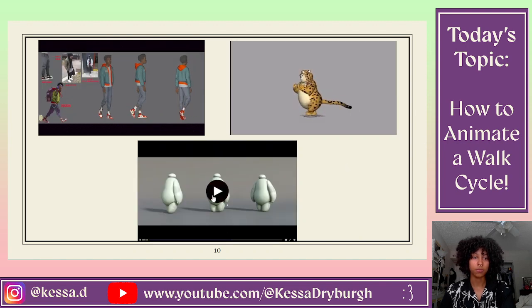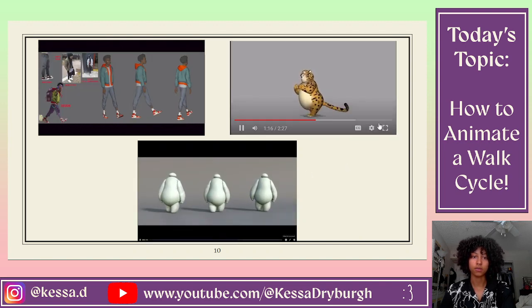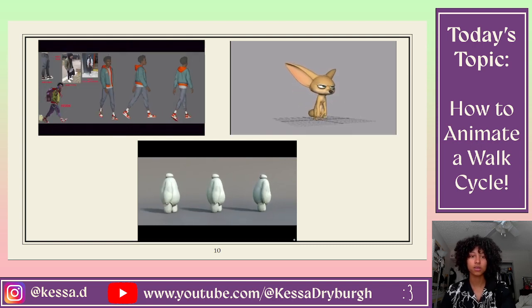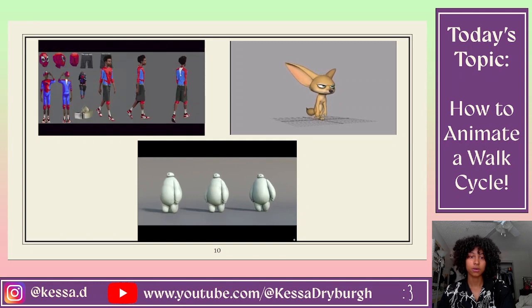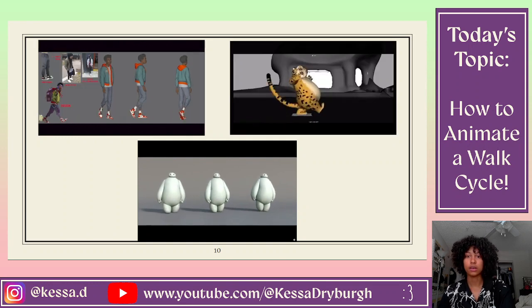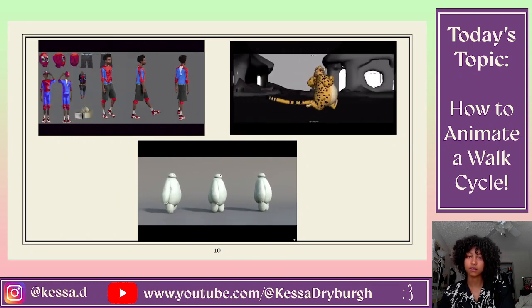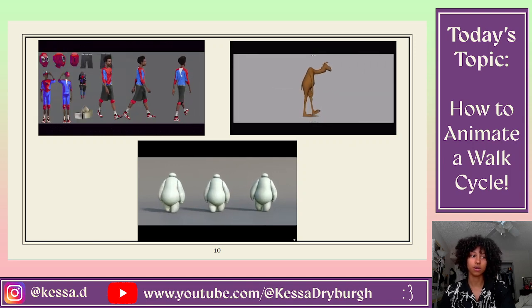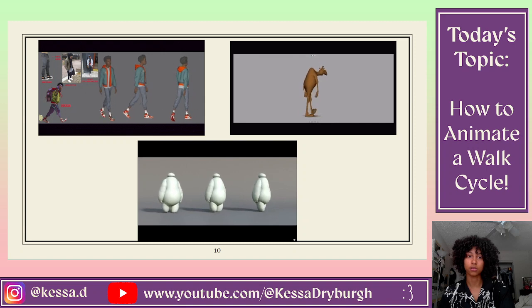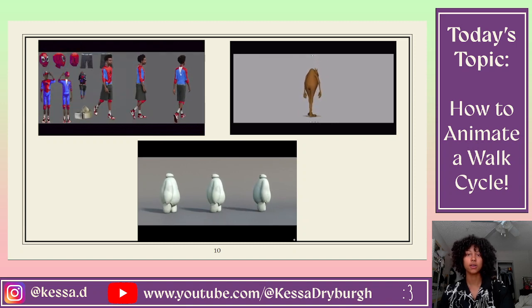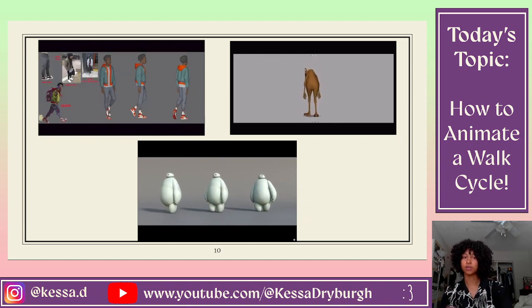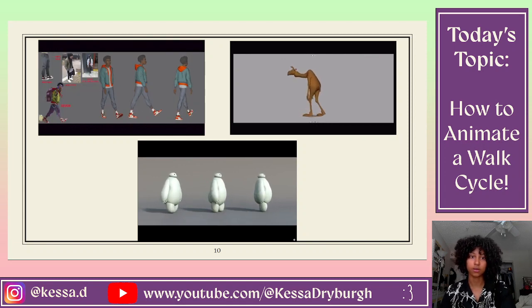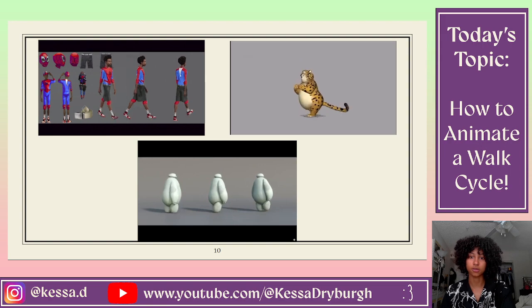Another example would be in the upper right, there's this demo reel going on of the Zootopia walk cycles, and a lot of them are very different. I really like the camel one because his neck kind of leads his walk, which is something that you're not going to see with most other characters, especially humans, because our heads are above us, whereas with this camel, his head is in front of him. So he is leading his walk forward, which is really interesting.